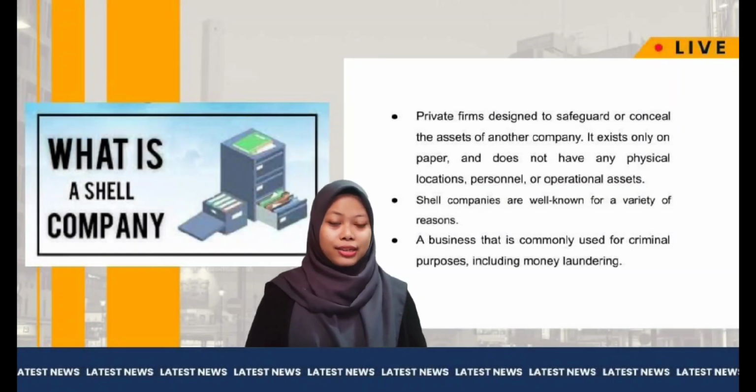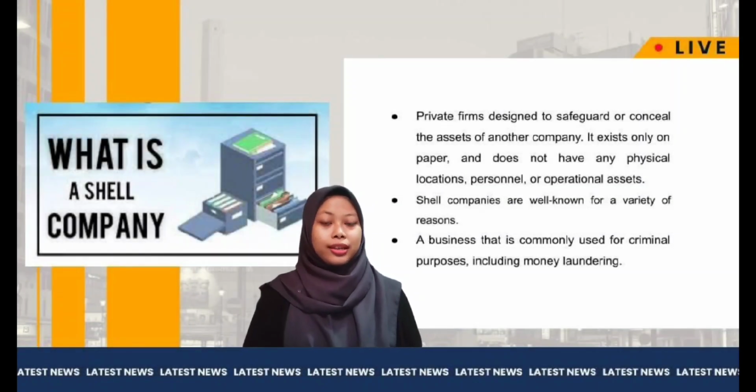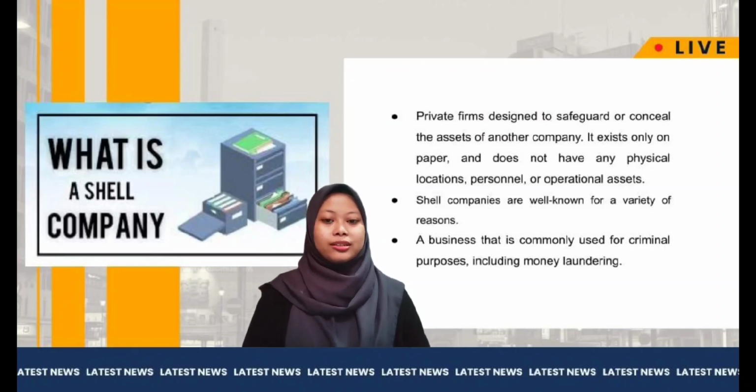For further understanding, we take a look at one real case that we choose, which is shell companies and money laundering. What is a shell company? Shell companies are private firms designed to safeguard or conceal the assets of another company. It exists only on paper and does not have any physical locations, personnel or operational assets.